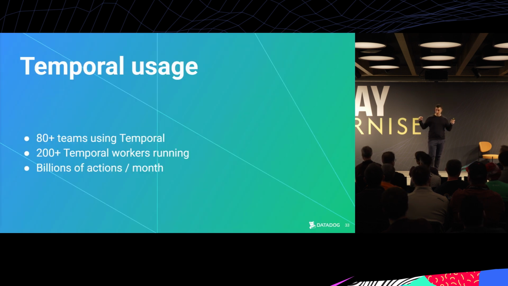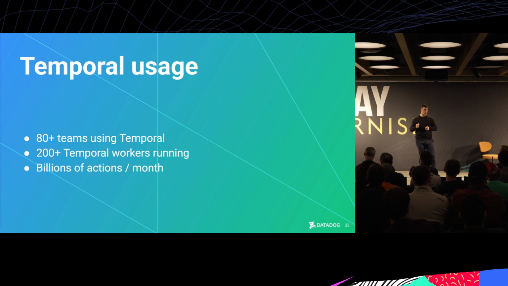We have all of this infrastructure to power 80 plus teams that are currently using Temporal at DataDog, and we have over 200 Temporal workers, so different Temporal workers running many different kinds of workflows. And we execute billions of actions per month. So these are not workflows or activities, these are state transitions, we can call them. So again, really big infrastructure, many Temporal clusters, advanced usage of Temporal.